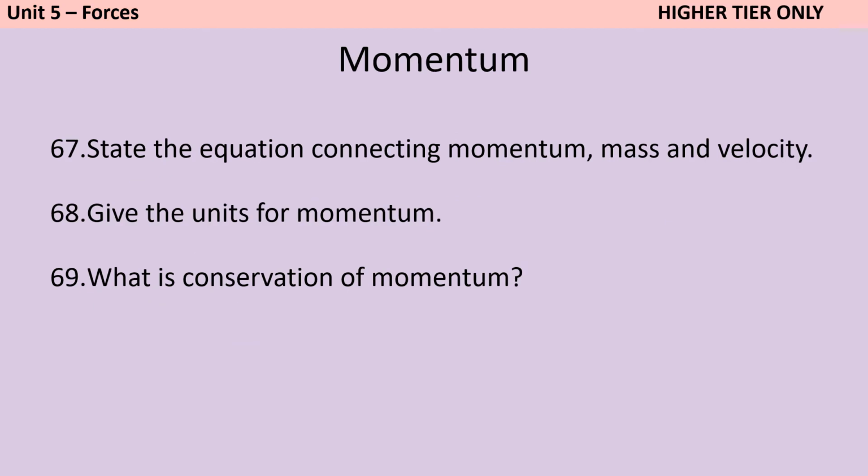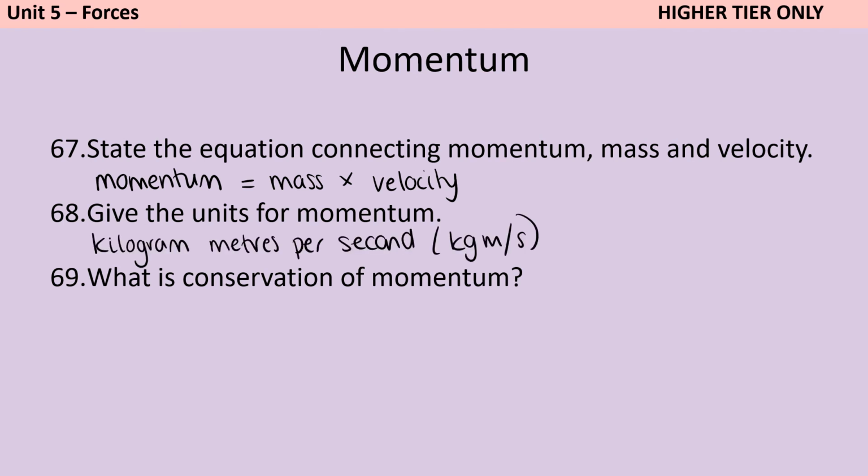If you're taking the higher tier papers, then you should be aware that in order to calculate momentum, you multiply the mass by the velocity. And this is one of these nice instances where if you know the equation, it gives you the units or vice versa, because in order to work out the units for momentum, we take the units for mass and the units for velocity and multiply them together to get kilograms meters per second.